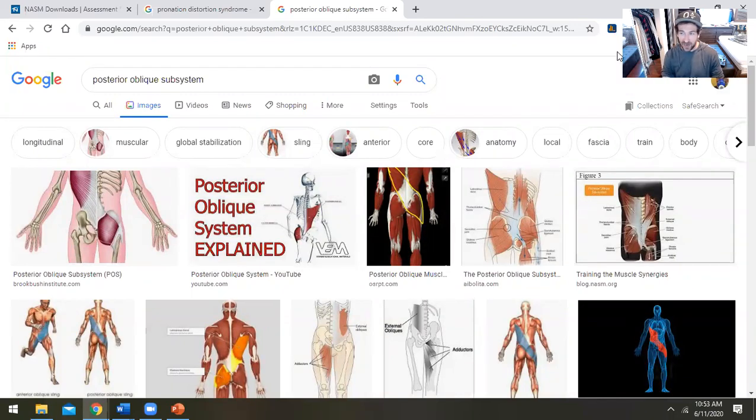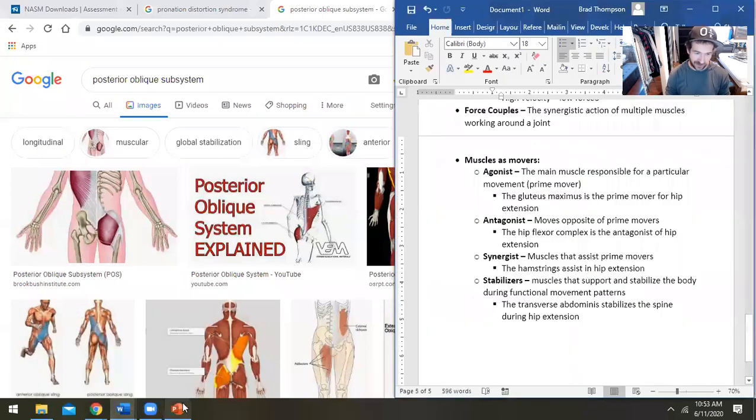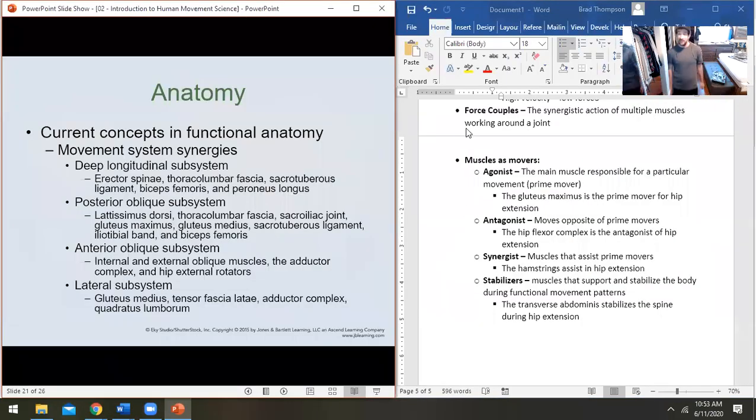This is why, and I'm actually doing an example right now without even thinking about it, which is not good. As I'm sitting here at my desk, I am sitting into one leg like this.